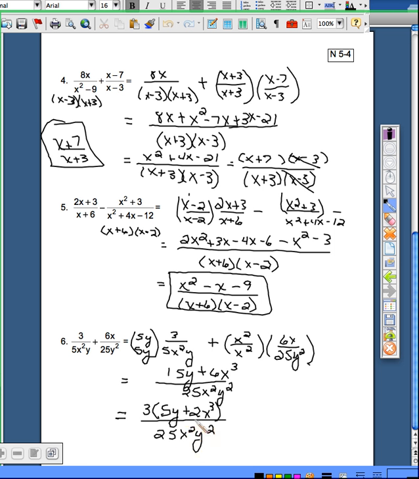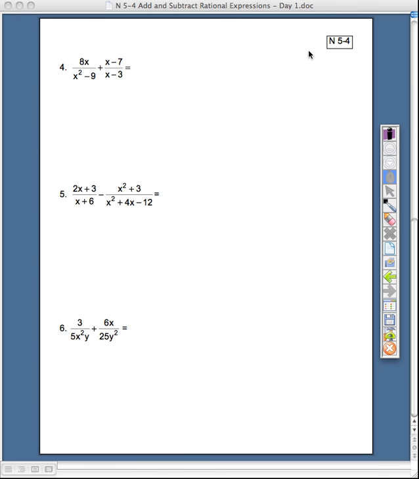Now, this is not a difference of cubes. It's not a sum of cubes. There's no way we can factor this anymore. And so all we could do is factor out the greatest common factor, but we go ahead and do that and then show the answer like this. And that ends notes for section 5.4.